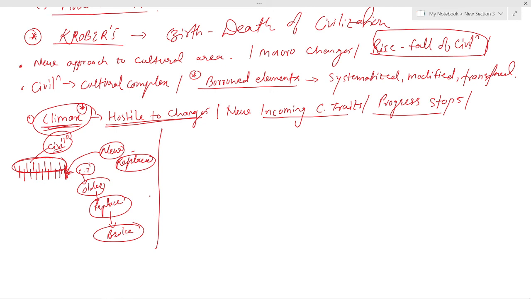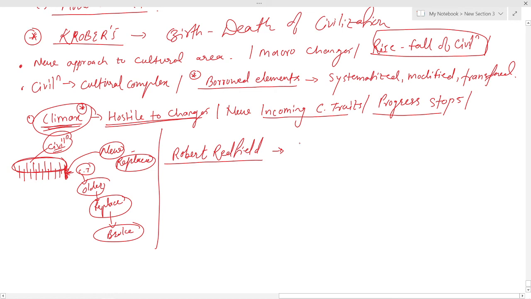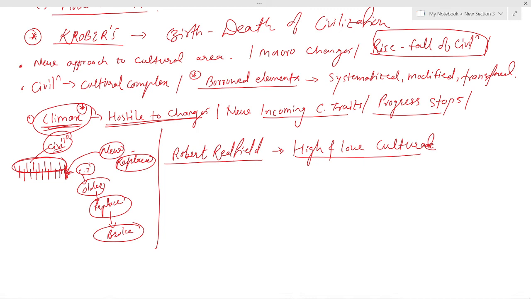This concept of the rise and fall of civilization was carried forward by Robert Redfield. He made the distinction between high and low culture. They can also be called great tradition and little tradition, or greater and little tradition.